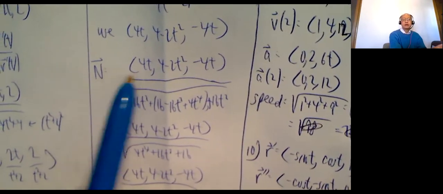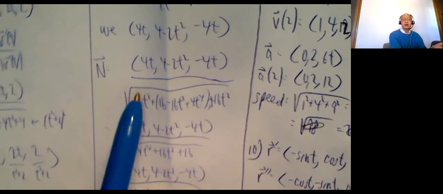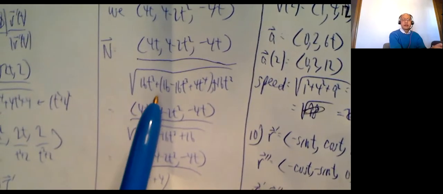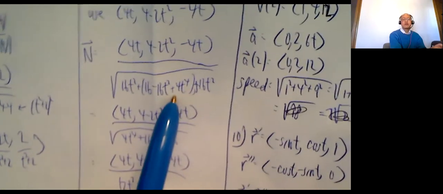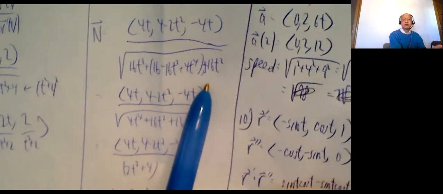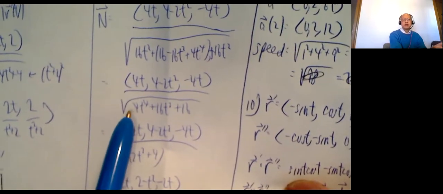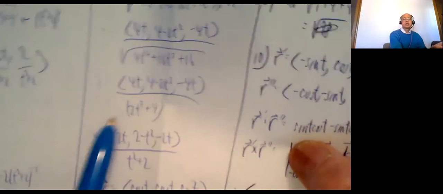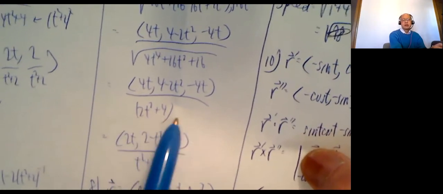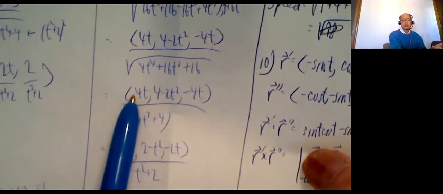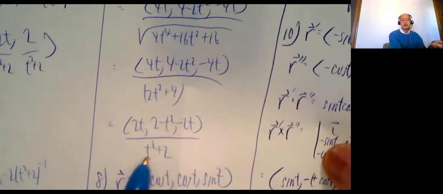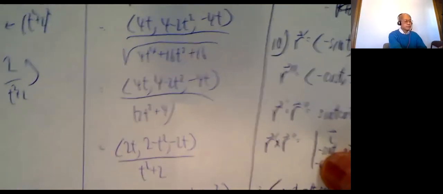So the unit normal vector is this thing divided by the square root of 16t squared plus this thing squared, 16 minus 16t squared plus 4t to the fourth, plus this thing squared, 16t to the fourth. This comes out to be 4t to the fourth plus 16t squared plus 16, which very conveniently is (2t squared plus 4) squared. So I have this, and then just divide out the 2. Divide 2, 2, 2, take out a 2. Final answer: (2t, 2 minus t squared, negative 2t) over t squared plus 2.